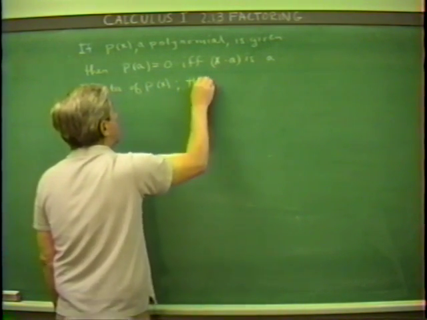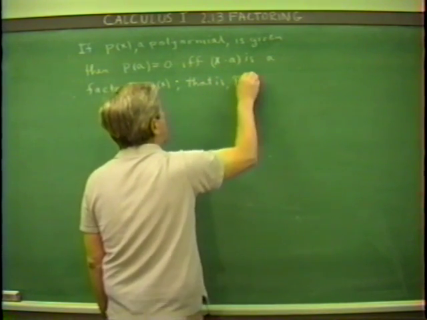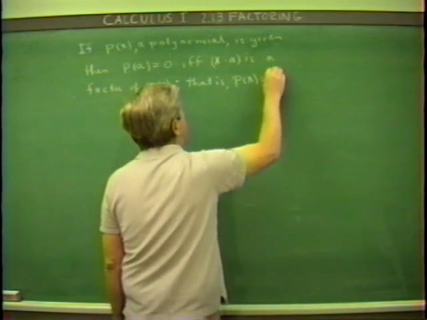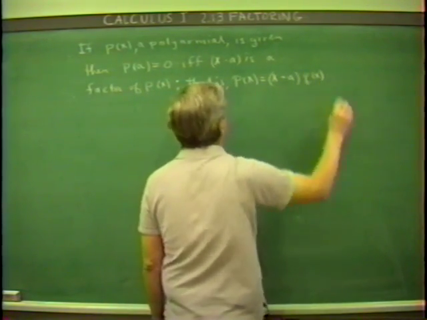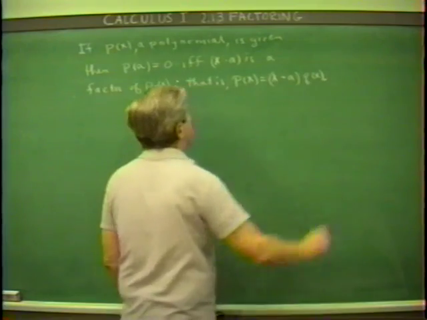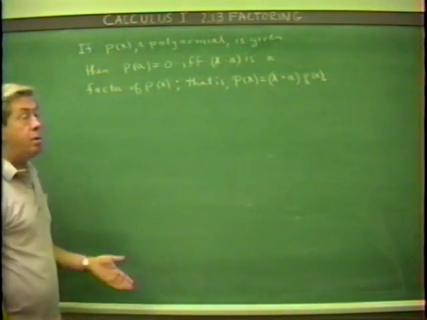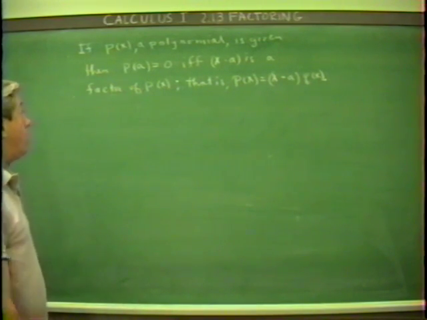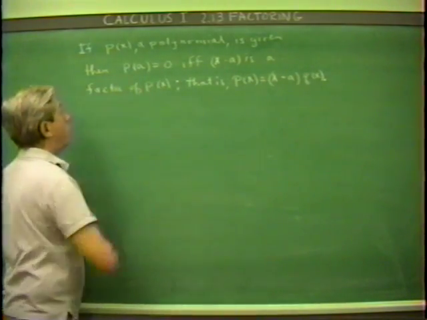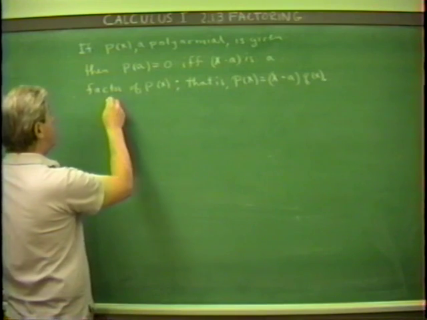That is, if and only if p of x is equal to x minus a times q of x, where q of x is another polynomial. I want to show that this is the case. This frequently can be used to determine that you can divide x minus a out of a polynomial because you know that the value of the polynomial at a is 0. So the first situation here is real simple.